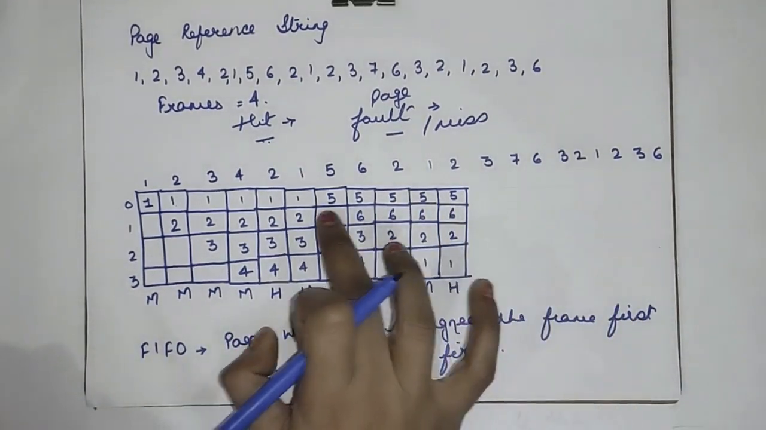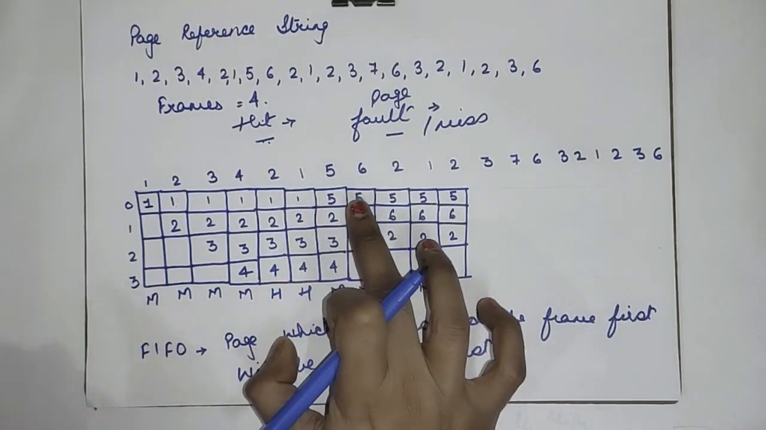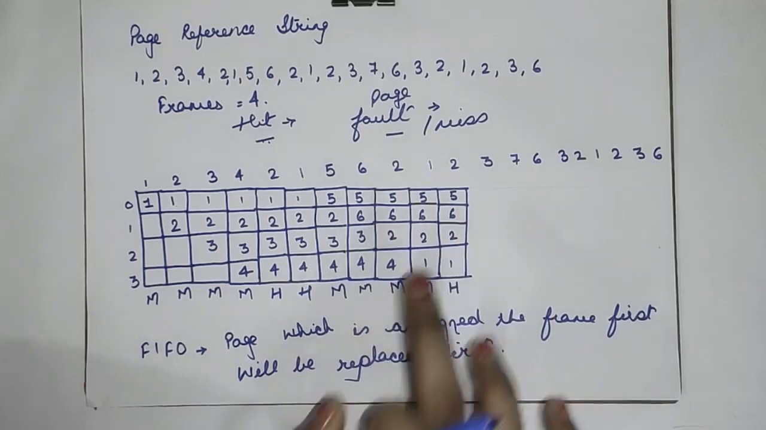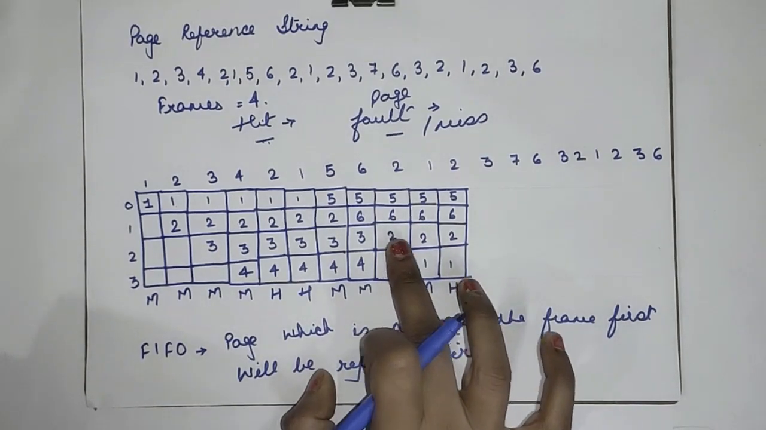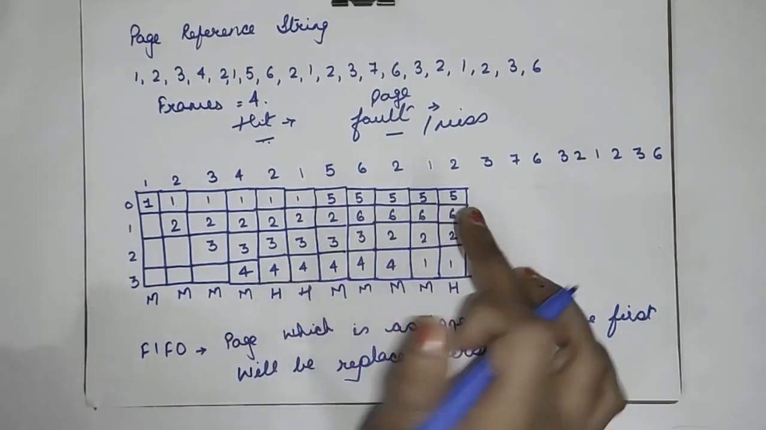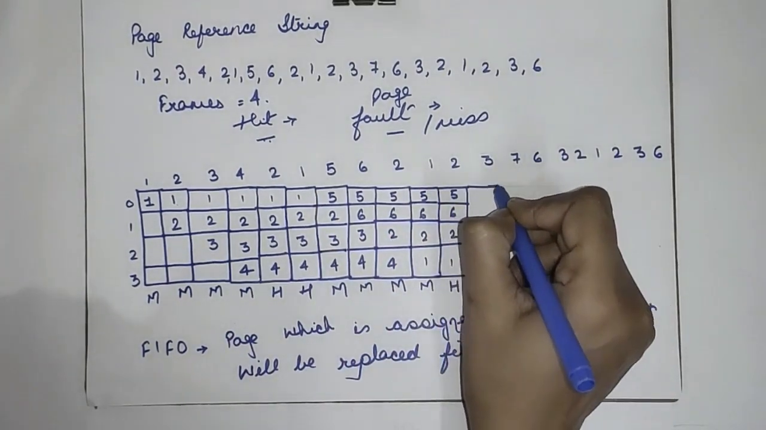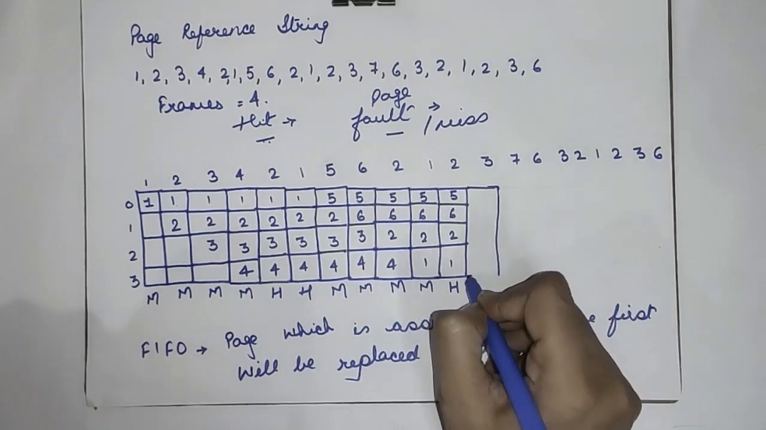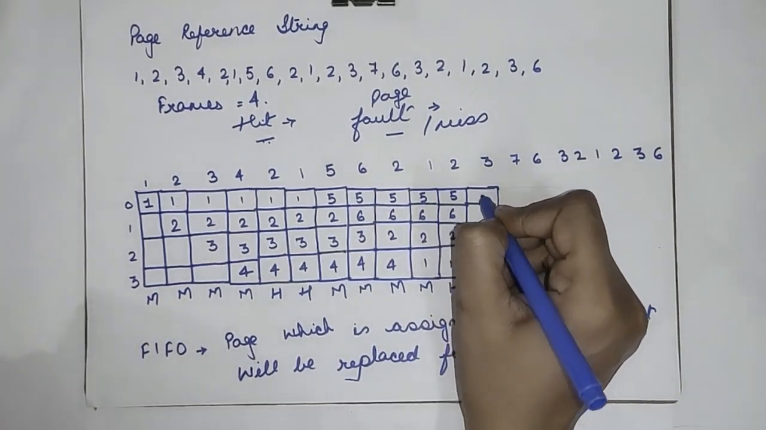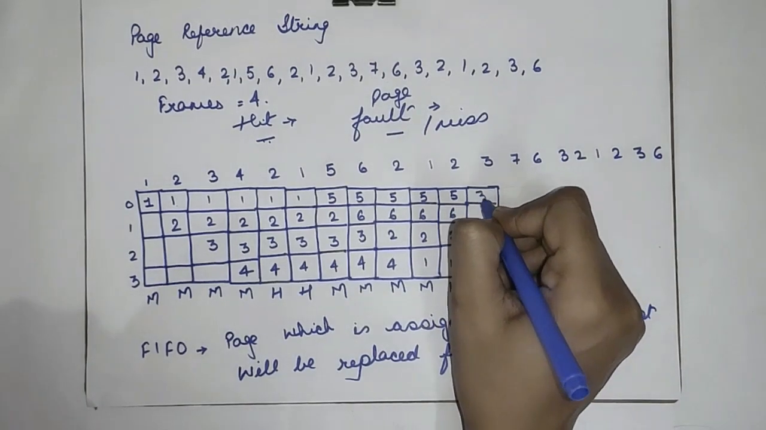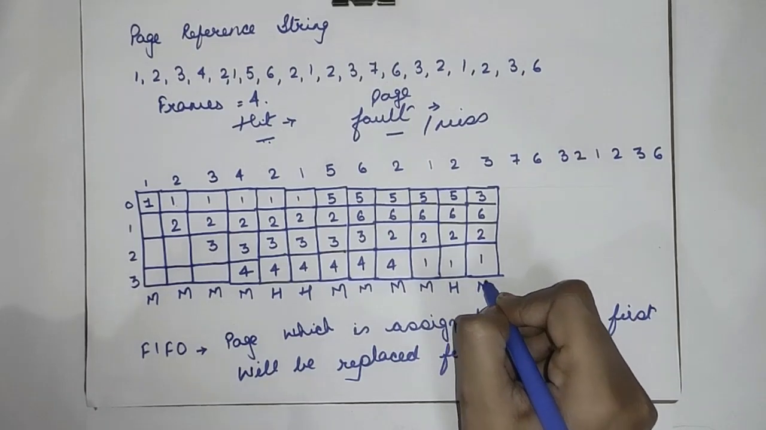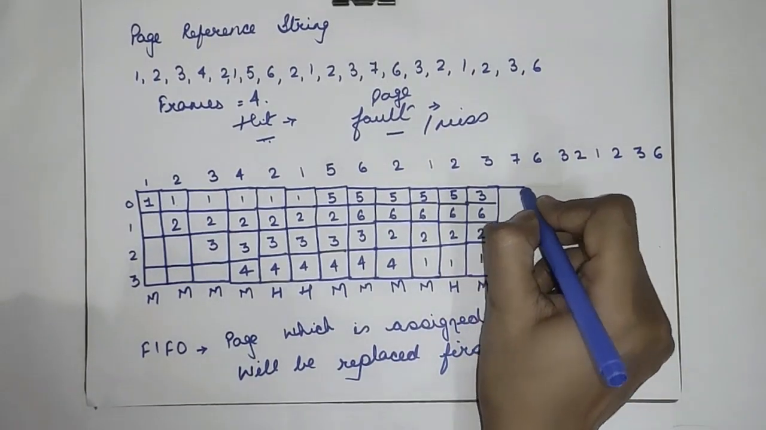So we'll check. Here I have 5. 5 has been here for 1, 2, 3, 4, 5 times. 6 has been here for 1, 2, 3, 4 times. Then I'll check 2, for 1, 2, 3 times and 1, for 1, 2 times. So which page will be removed? 5. 5 has been here for the longest time. So I'll remove 5 and in place of 5 I'm going to write 3. So 3, 6, 2 and 1. So here again I got a page miss.